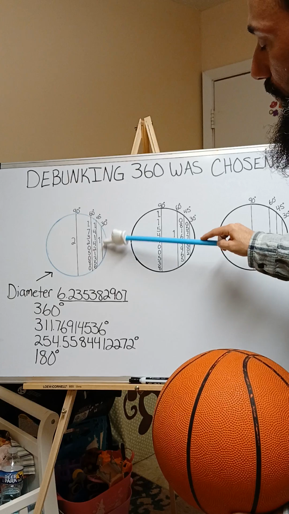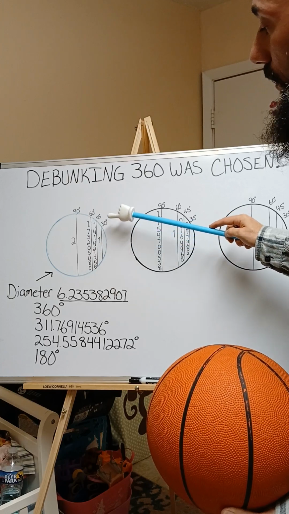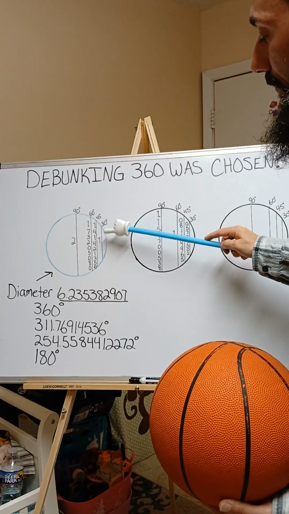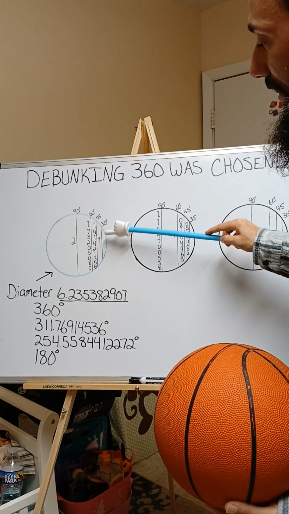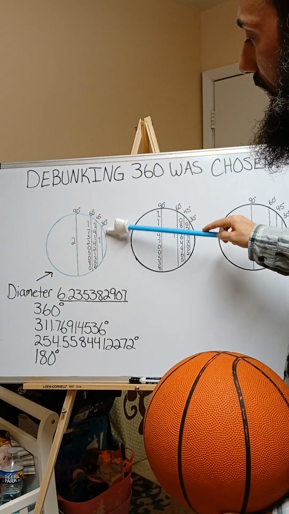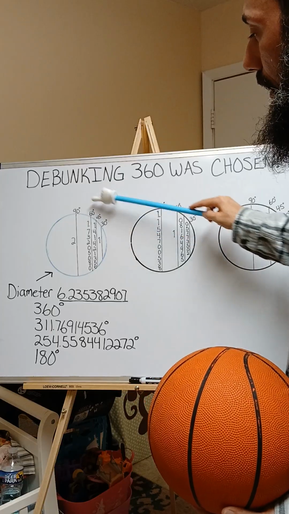At 30 degrees, it was 1 inch tall. Our circumference at the ball position was 3.1176914,536. And that measurement will always get you to 180 degrees on your main circle or section of the ball.